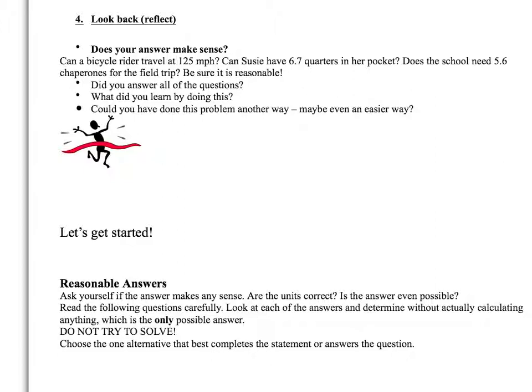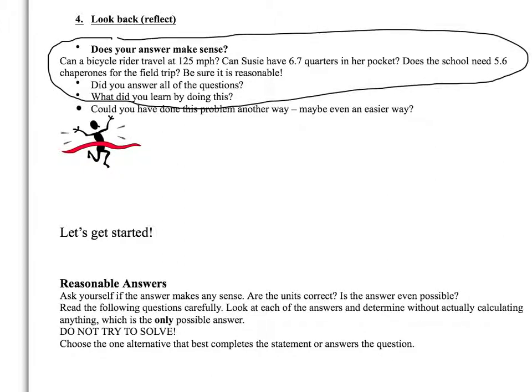Because if you look directly above this, you'll notice that we've had to add this because in past classes we have had answers like these. I mean, can a bicycle rider travel 125 miles an hour? Probably not. That's not a great answer. Sometimes your math will support that, but it's not good. Can Susie have 6.5 quarters in her pocket? Fractional quarters don't really exist, so the answer to that would be no.